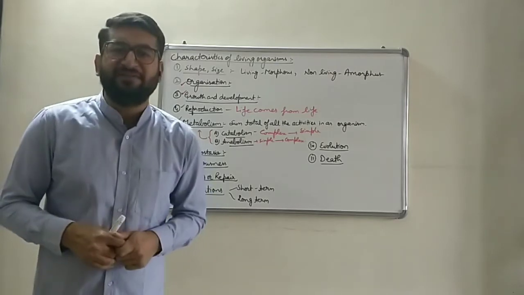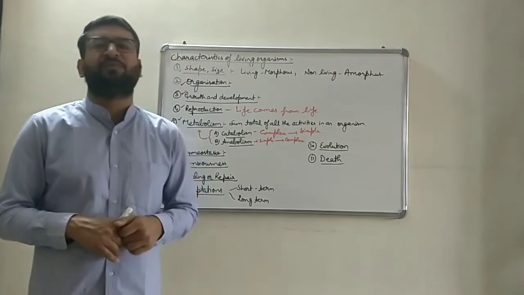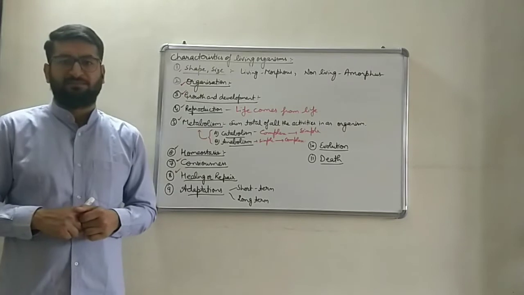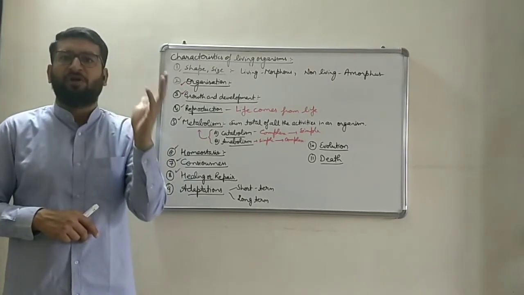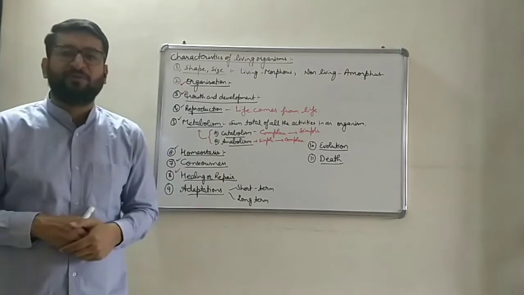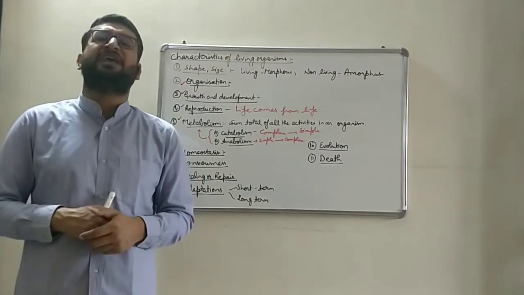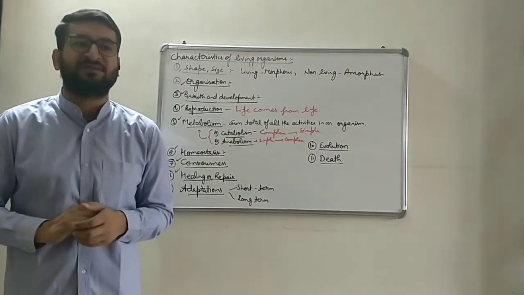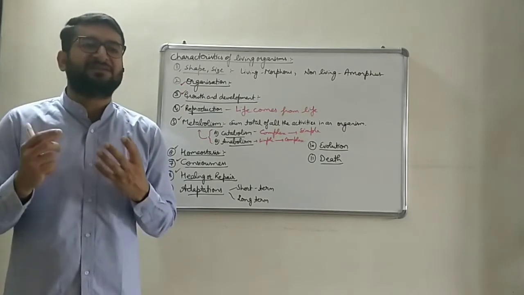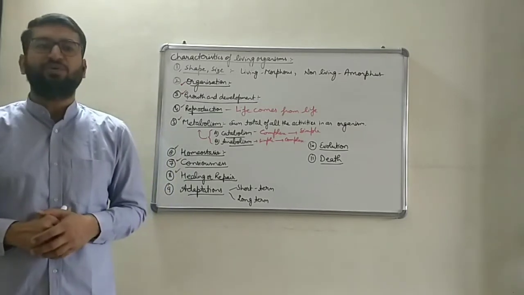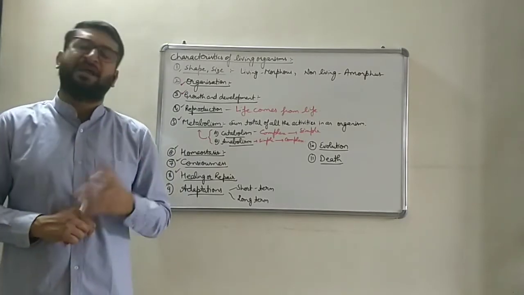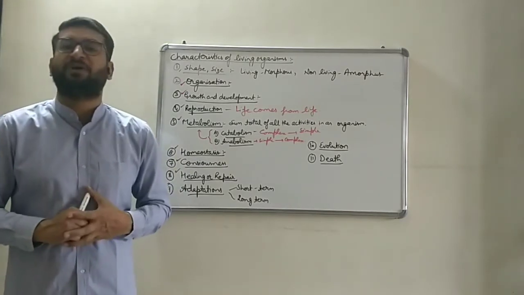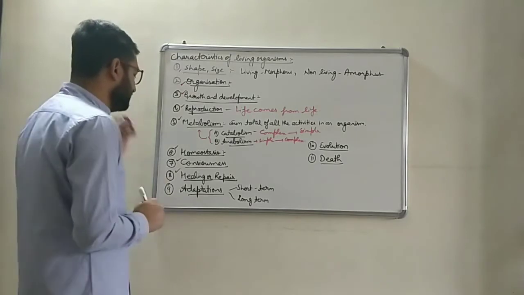Whereas non-living things cannot heal or repair on their own. Any corrosion in our building, in our walls, cannot be healed or repaired on its own. For that we require certain substances and certain labor. So non-living things cannot perform the function of healing and repairing, whereas living things can heal and repair on their own. Next, adaptation.